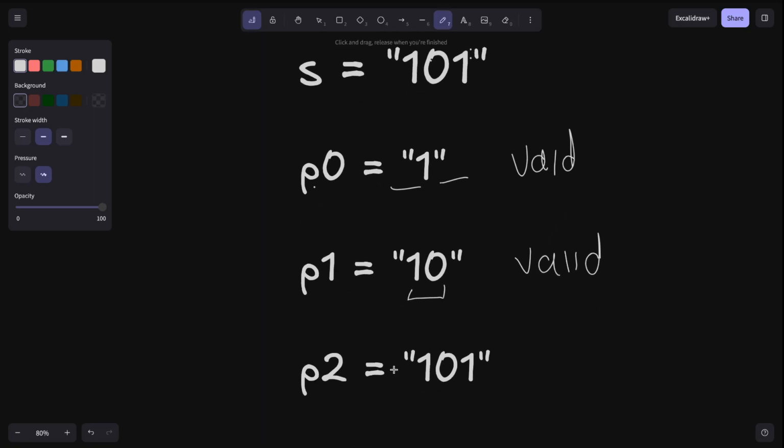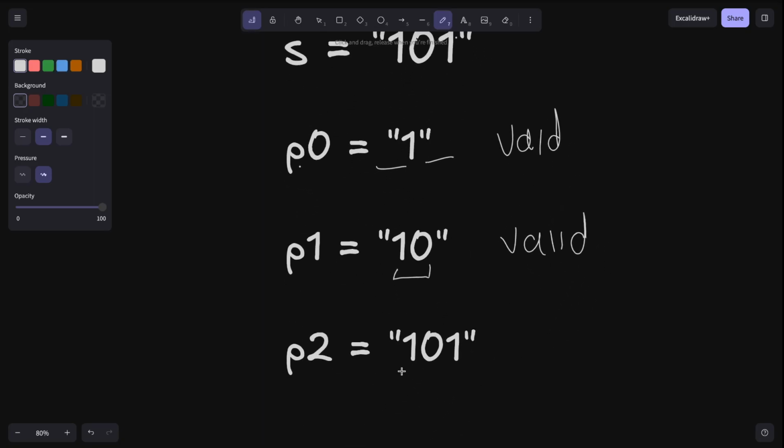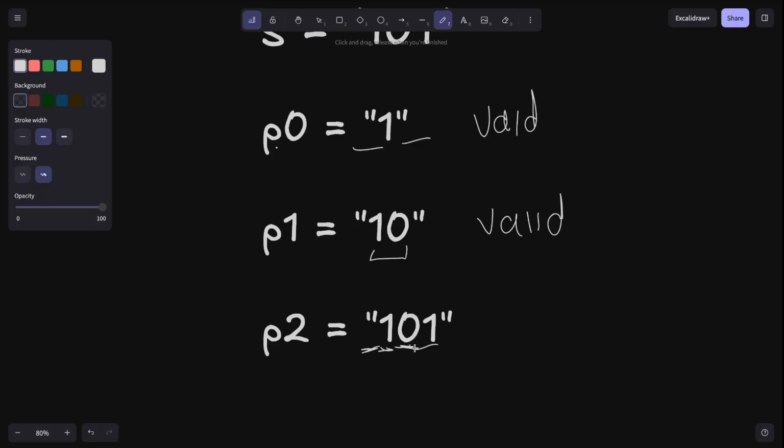And then lastly, P2, these three. If you look at 1, at index 0, there's nothing next to it on the left, and then the 0 next to it is not 1, so this is definitely valid. And for all combinations, if you look, there's no way that there are two adjacent elements touching each other. So this is valid.